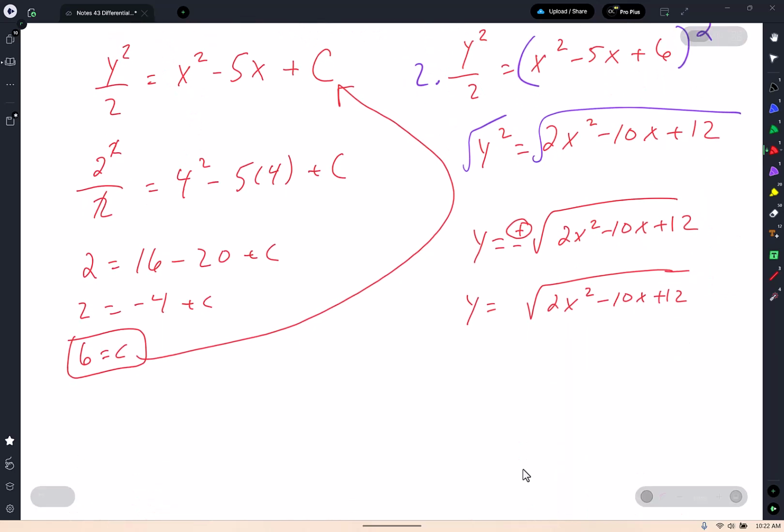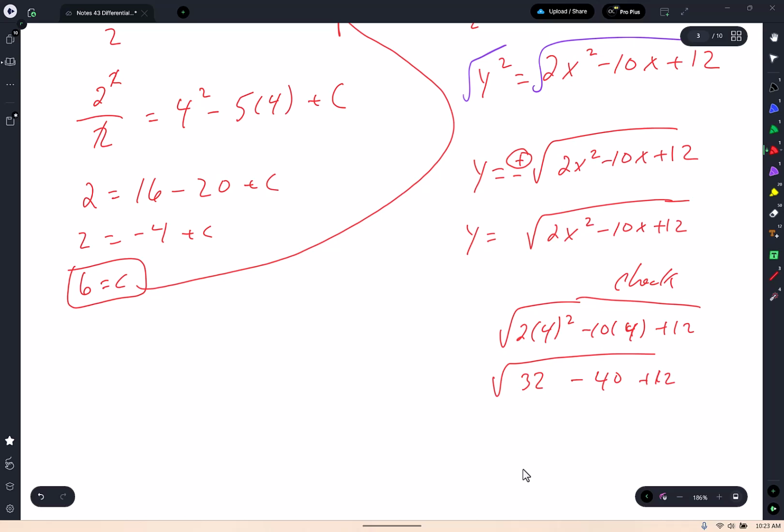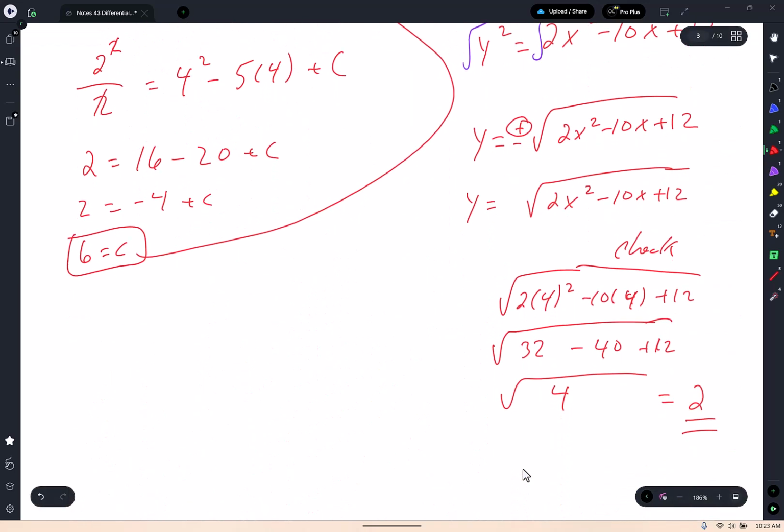So let's see if it works. I'm going to put check. So square root of 2 times 4 squared minus 10 times 4 plus 12. Let's see. 4 squared is 16. 16 times 2 is 32. I'm just checking. 32, 10 times 4 is 40, plus 12. So negative 8 plus 12 is 4, and the square root of 4 is 2. It works. When x is 4, y value is 2. This is your equation right there.